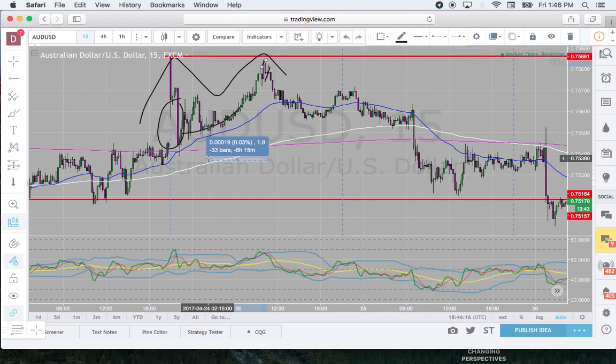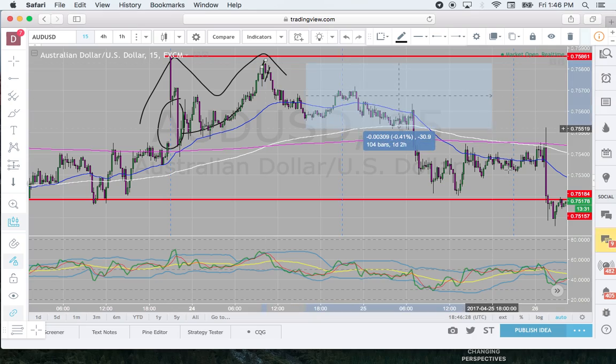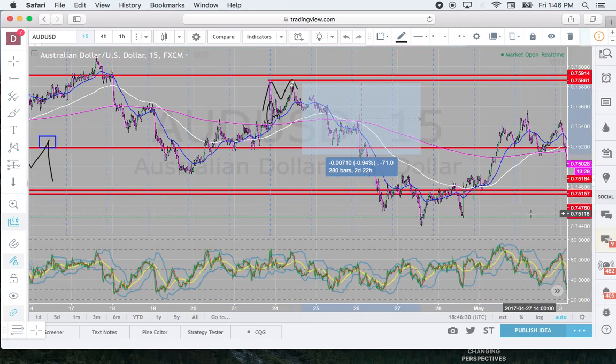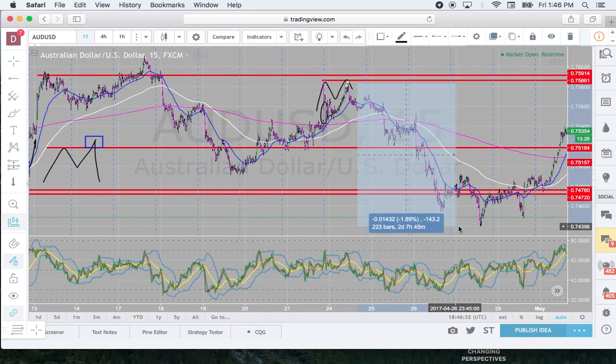You can see the bigger the M or the bigger the W, the larger the shift in the trend will be, the larger the change in the trend. So if you caught the second leg right there, you would have been able to grab at least 100 to 150 pips.